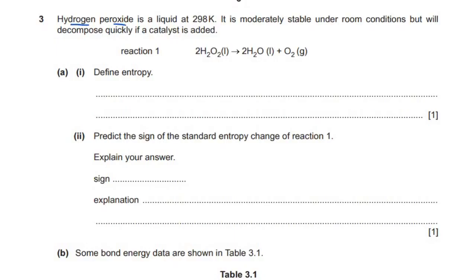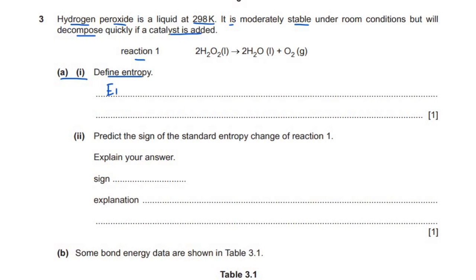Hydrogen peroxide is a liquid at 298 Kelvin. It is moderately stable under room conditions but will decompose quickly if a catalyst is added, and the reaction is given here. A balanced reaction is already given here, and the first sub question says define entropy.